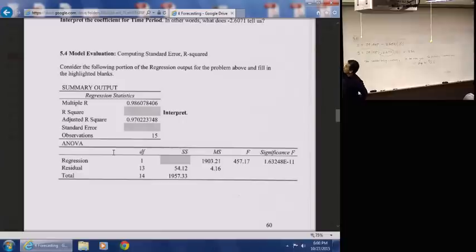Consider the following portion of regression output for the problem above and fill in the highlighted blanks. The first highlighted blank is the R square, so there's information somewhere here that tells you what the R square is. Standard error: there's some information in here that tells you how to compute the standard error. And there you've got SS right here.